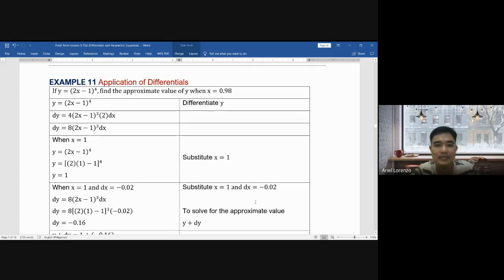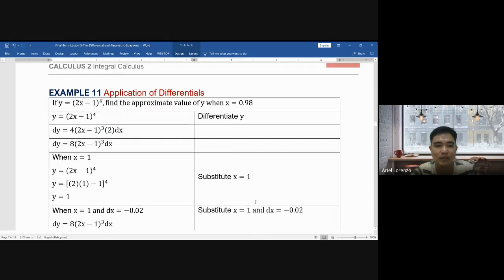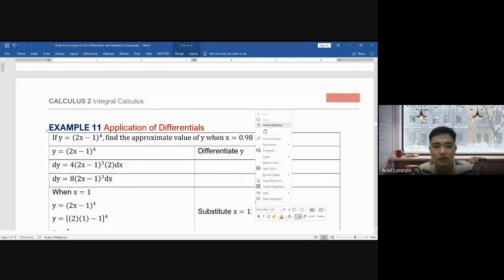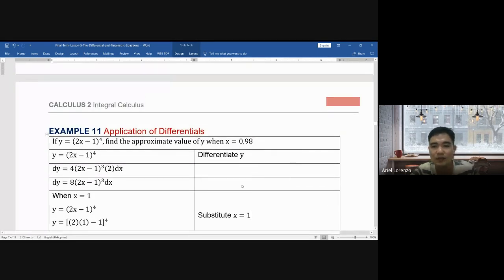Ito. Sige nga, itry nyo nga class, tapos i-comment nyo yung sagot nyo. Okay man, itry nyo man. 2 minutes to try. If y is equal to (2x minus 1) raised to 4, find the approximate value of y when x is equal to 0.98. By the way, ito ay x is equal to 0.98, di ba ang sabi natin, this should be equal to x plus dx. And then yung x mo dapat whole number, di ba?